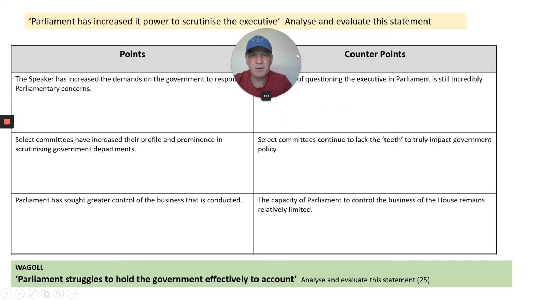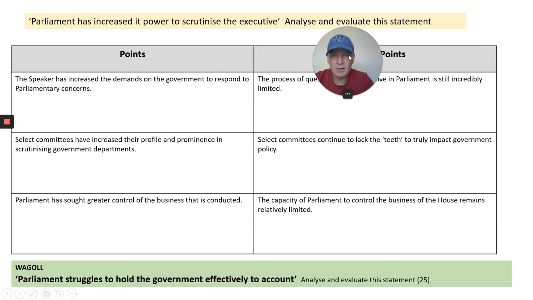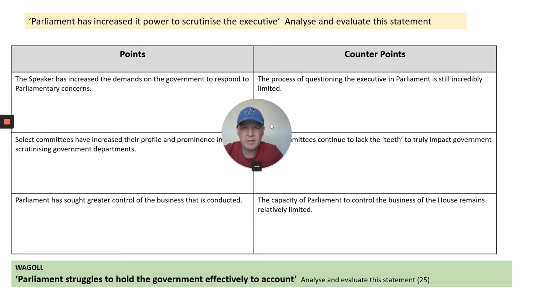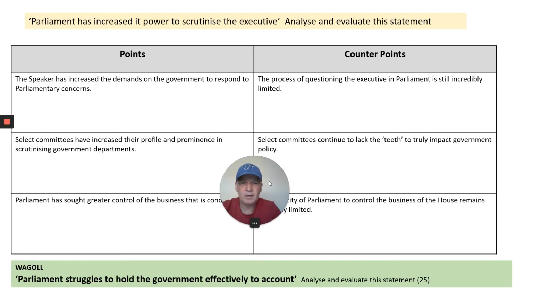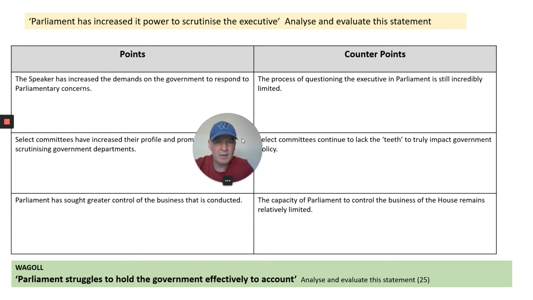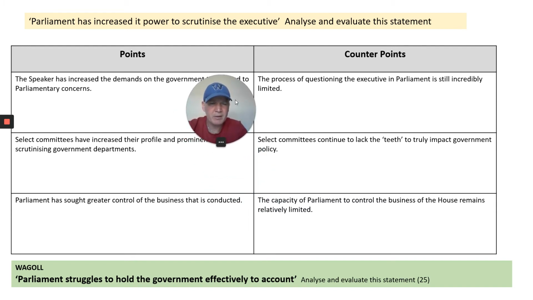Parliament has increased its power to scrutinise the executive. Well, clearly, if we look over here, you can see the arguments who say, yes, it has. The role of the Speaker, increasing the powers by which backbenchers can come and ask questions, urgent questions of the Prime Minister, has been significant. The increasing role of the select committees and their profile, and also the role of the backbench business committee, as well, being important in shaping and encouraging the role of MPs. You balance that against these 3 counterpoints.